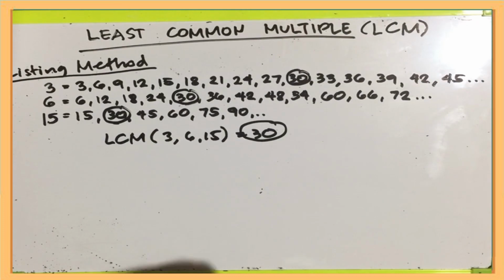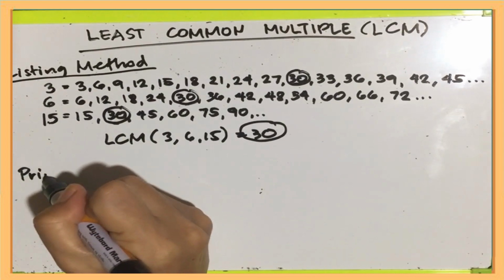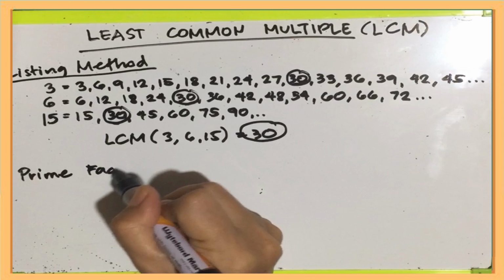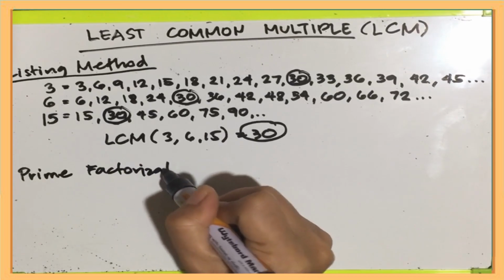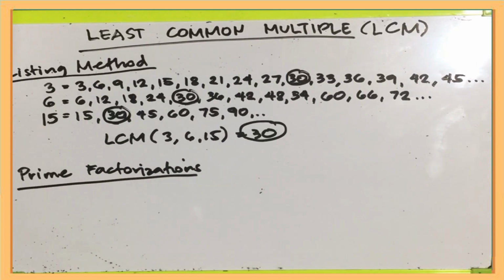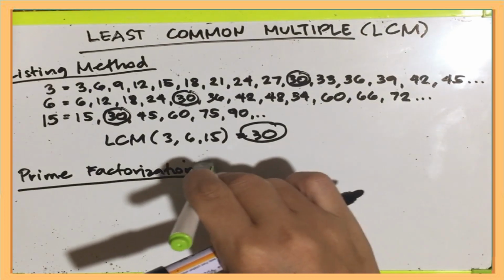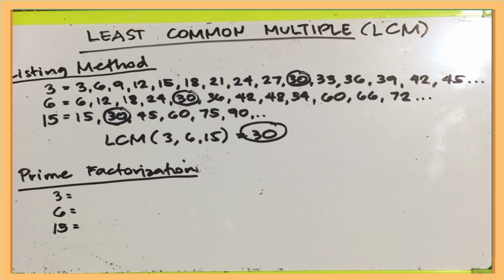For the prime factorization, let us also use the prime factorization so that you kids will have options. Which one is easier for you? If the listing method is easier for you to use, you may use it. If it's the prime factorization, you may use it also. We can use any method that is easier for us so that we understand the process or the method of how we solve each problem that we encounter.